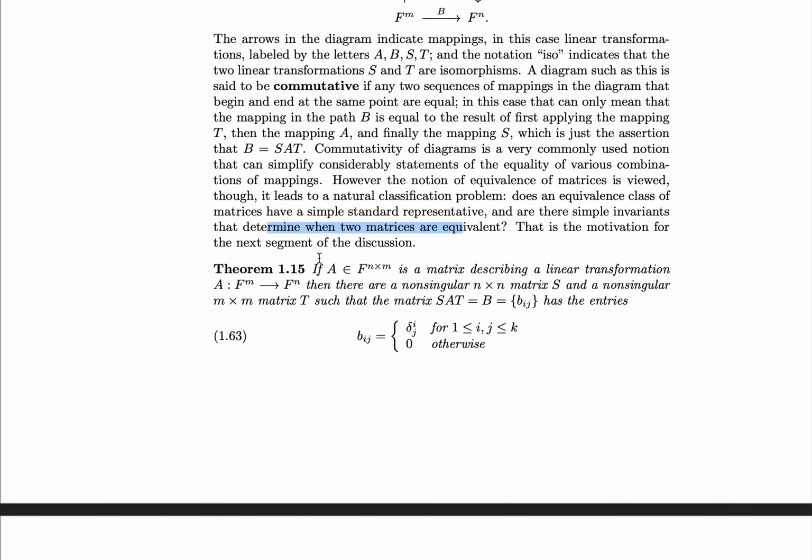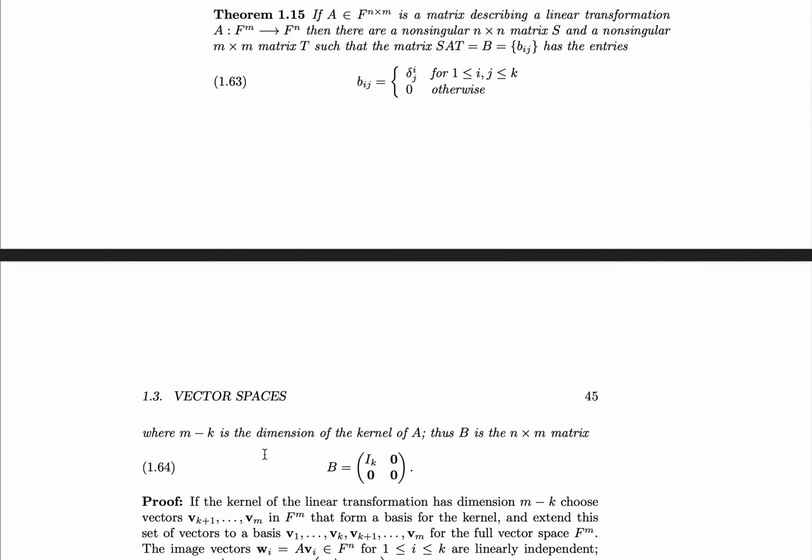It's theorem 1.15 in this book, which says if A is an n by m matrix, that means it goes from F^m to F^n, describing this linear transformation, then there are non-singular m by m and non-singular n by n matrices S and T, such that the matrix SAT equals B, where B has entries b_ij equal to delta_ij for i, j from 1 up to k, and 0 otherwise, where m minus k is the dimension of the kernel of A. Thus, that means you can write B in this particular form.